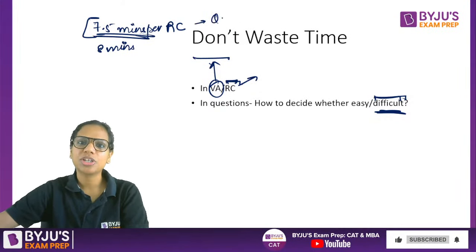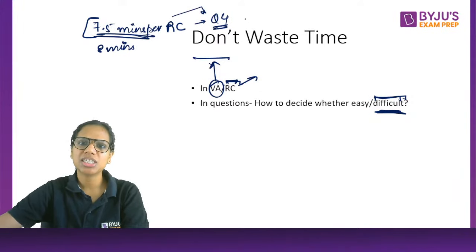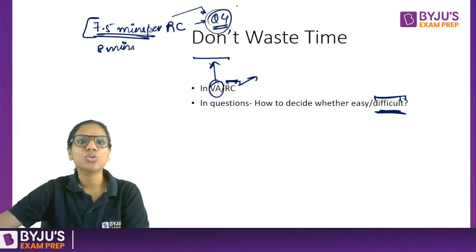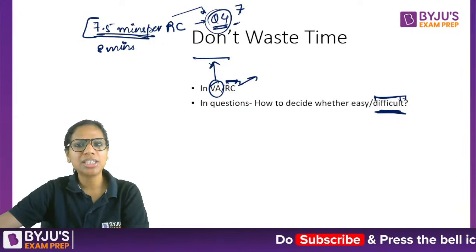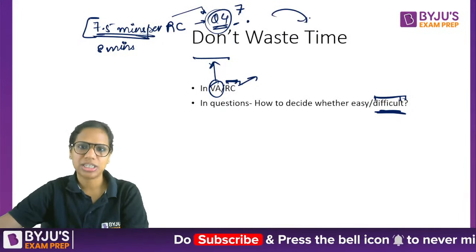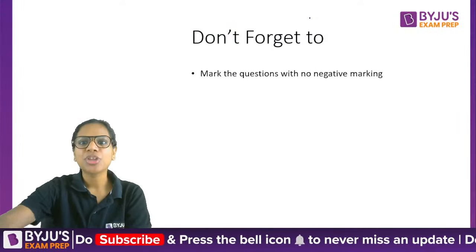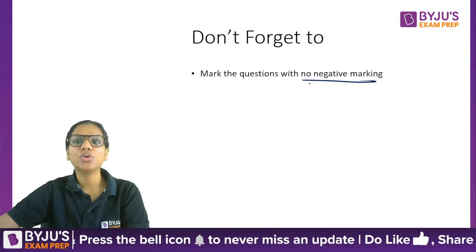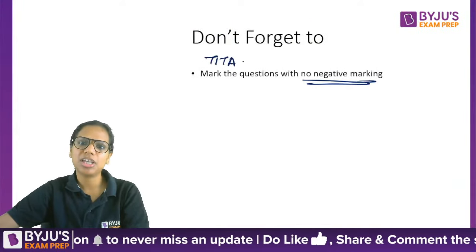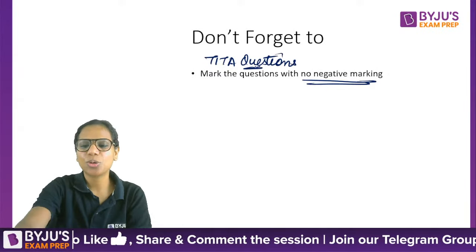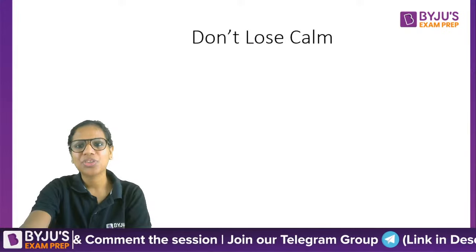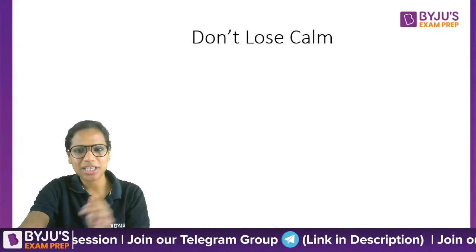If let's say you are on question 4 right now of this RC, it appears difficult to you, you have already spent 7 minutes, and you are just not able to decide, then just skip it for the time being and proceed to the next RC. All right. Don't forget to mark the questions that carry no negative marking, basically the type-in-the-answer questions. Just type something there. In the odd sentence out question, just type one number. In the sequence one, type a sequence.